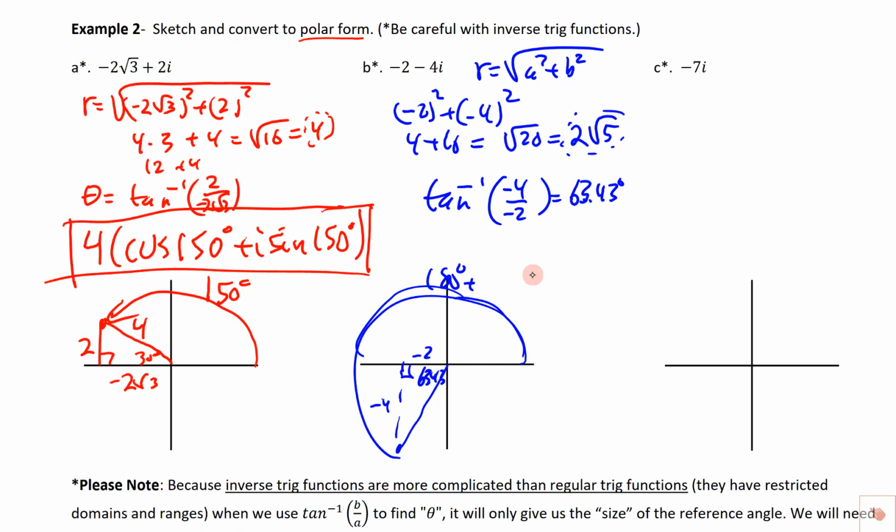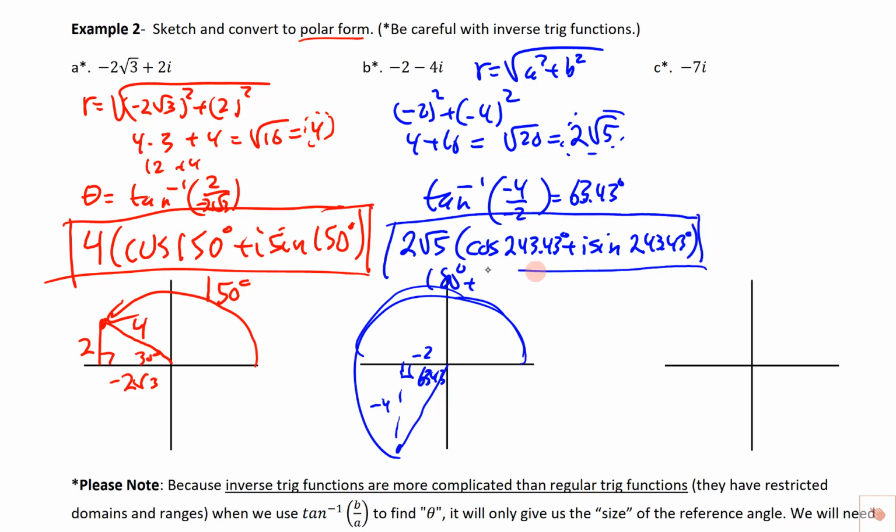So if we write this in polar form, this is going to be 2 radical 5, and then we write cosine of 243.43 degrees plus i sine 243.43 degrees. And you'll notice it takes quite a bit of space to write these. So hopefully you're writing better than I am.